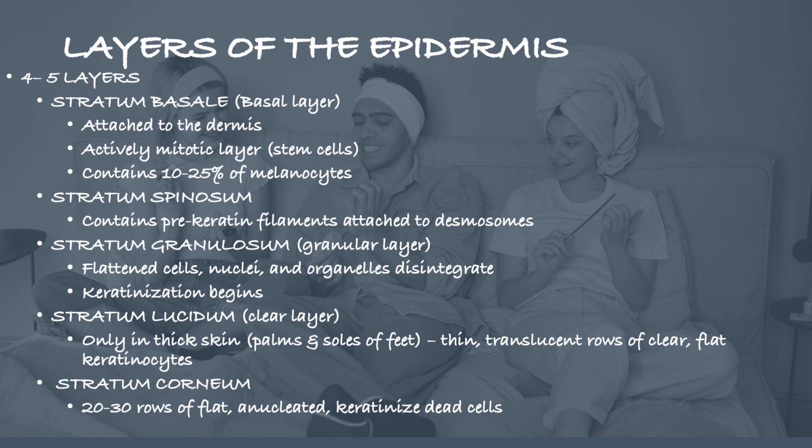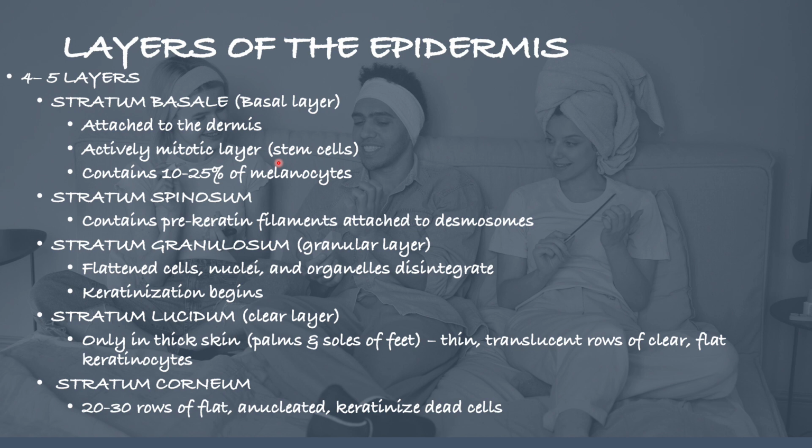The layer attached to the dermis is the stratum basale, or the basal layer. This is the bottom layer. Here we're going to find that it's actively mitotic, meaning there's a lot of cell division going on here. It also contains a lot of stem cells. And we're going to find about 10 to 25% of melanocytes here in the stratum basale.